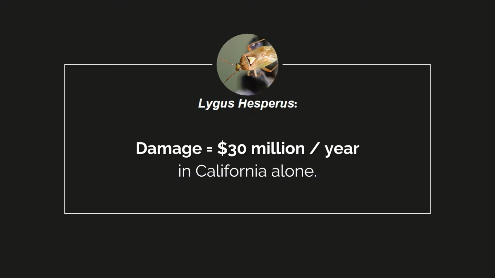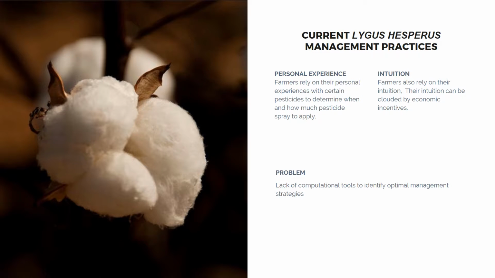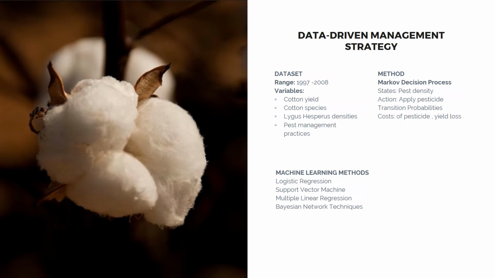The tremendous loss calls for an innovative data-driven approach to help farmers determine when and how much pesticide to apply to protect their crops. Without good data-driven processes, farmers rely on their personal experience and intuition to help them determine when and how much pesticide to apply. One problem with using intuition is that it is often flawed by economic incentives. For instance, farmers are more likely to apply pesticide when the cost of the pesticide is low compared to the value of the crop. The problem, therefore, is the lack of computational tools to optimize the trade-off between minimizing yield loss and the cost of pesticide management due to pest damage.